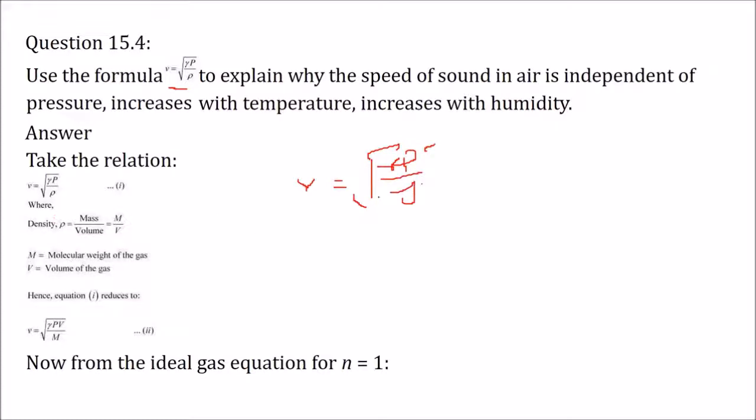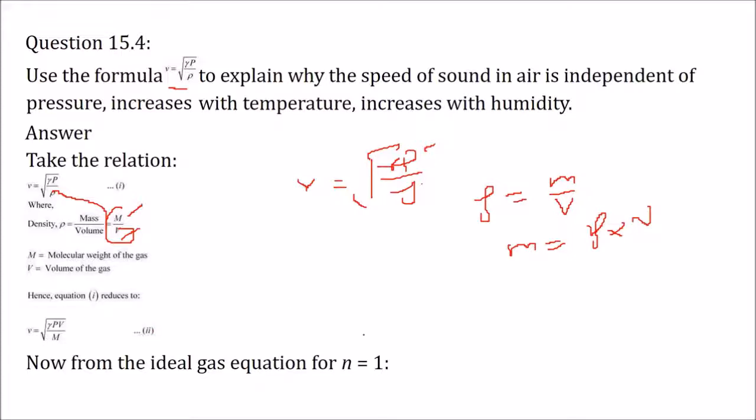So what is this density? Rho is given by mass by volume. We know that mass is equal to density into volume. So M here is the molecular weight of the gas and V is the volume of the gas. So this equation becomes what? Let us put M by V here. So this becomes V equal to gamma PV by M.